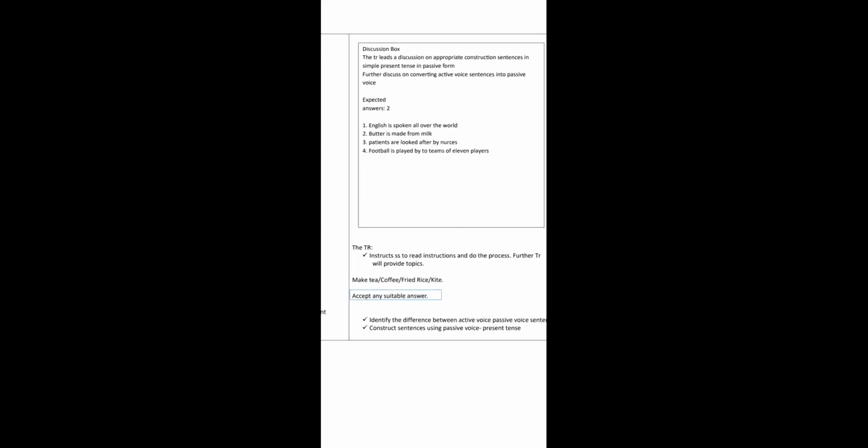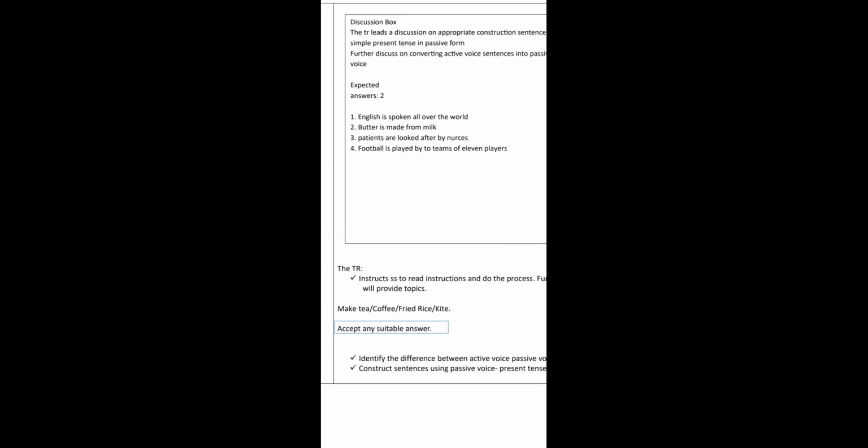Here there's a spelling mistake, a typing mistake. Football is played by teams of 11 players. Two teams of 11 players. They also typed it in by mistake.